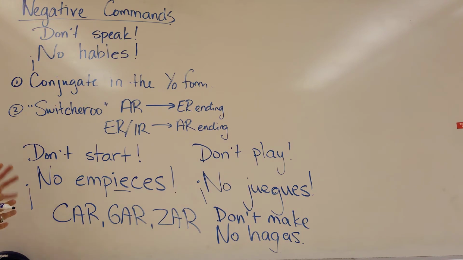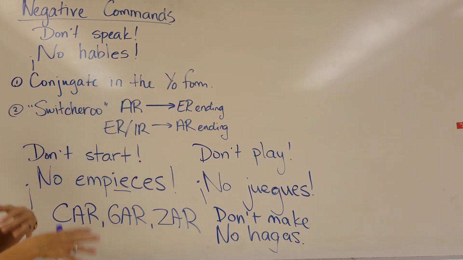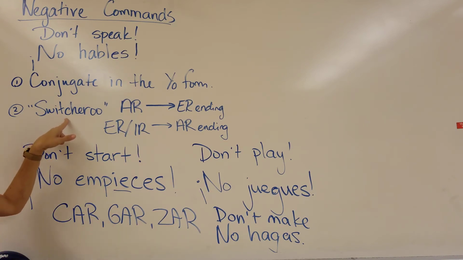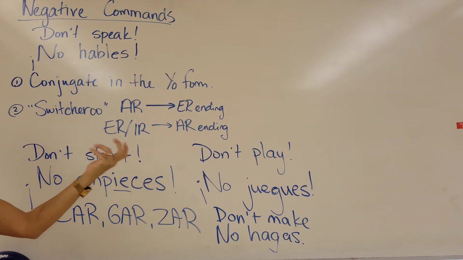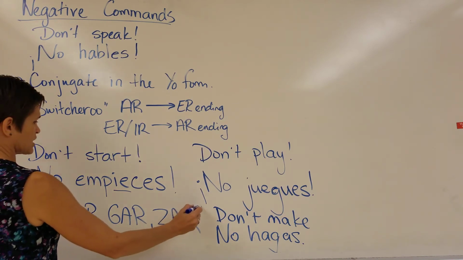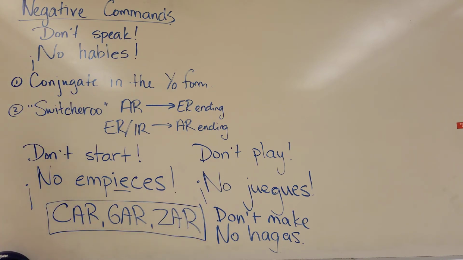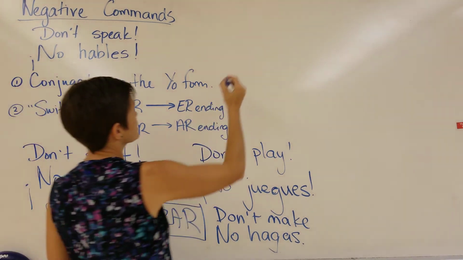So for negative commands, we're going to conjugate it in the yo form so that we can get any irregularities about the yo form into our negative command, and then we'll do the switcheroo where we change ER to AR and AR to ER. And when we do that, we're going to have to watch out for our spelling changes in car, gar, zar verbs. Luckily, with all of that considered, we are only going to need to remember 4 irregulars.